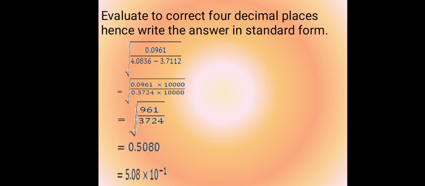Evaluate to correct 4 decimal places. Hence write the answer in standard form. Now this sum is easy to evaluate. If you evaluate, you will get 0.5080, and then write that in standard form. Just move the decimal place backwards so that it is between 5 and 0. And remember, moving backwards, you have moved 10 to the negative 1. So after I've done that, I have 5.08 multiplied by 10 to the negative 1. That's the standard form.